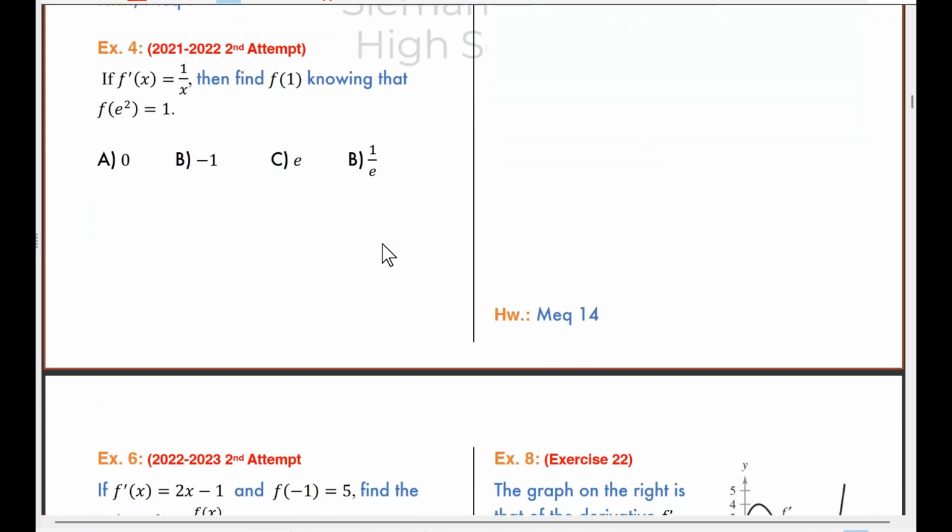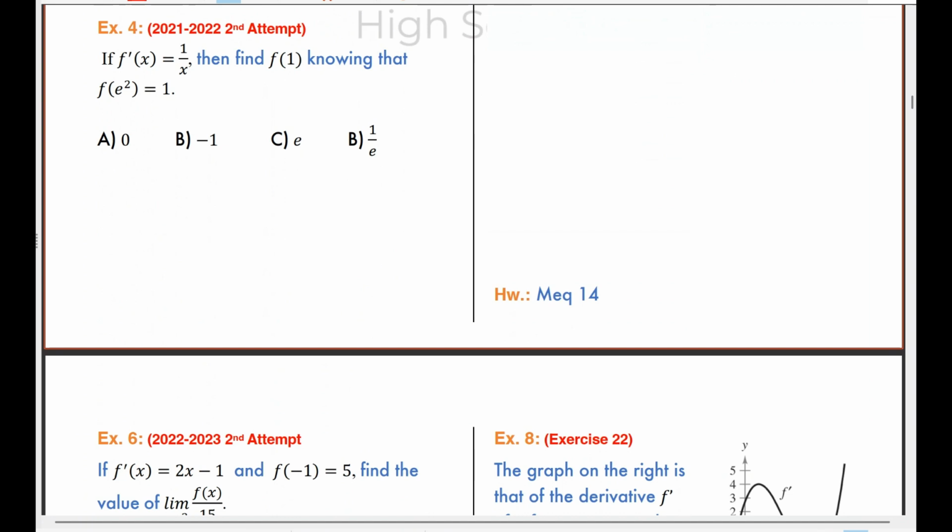All right, let's continue with another ministry exam question. The idea is the same again. F prime is given. We're asked to find f of 1 where this point is given. In order to evaluate a function at a value, we need to know its function. In order to find f of 1, we need to know what f of x is, right? We don't know what this is, but we can figure this out since I know a point and the derivative. Just like the other questions, in order to find the original function, we take the integral of the derivative function.